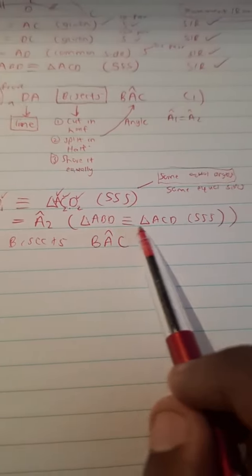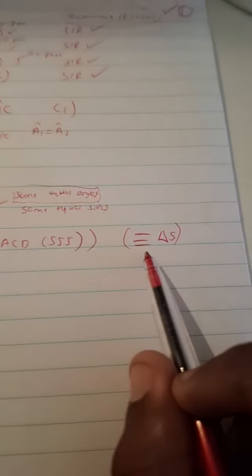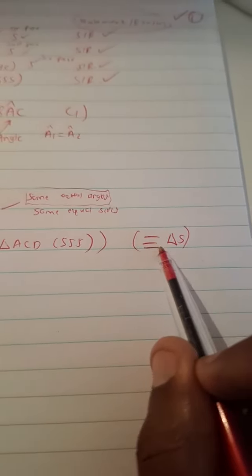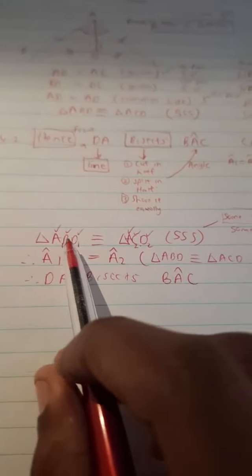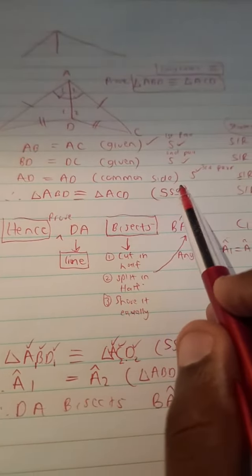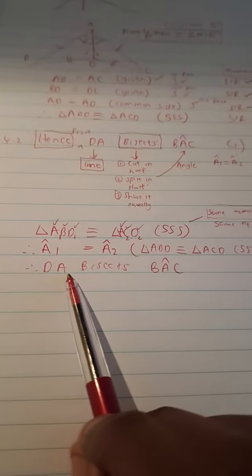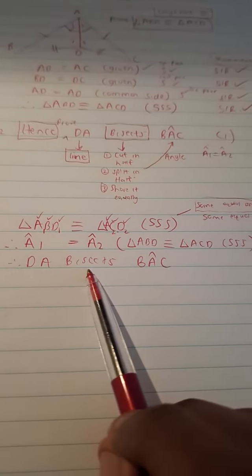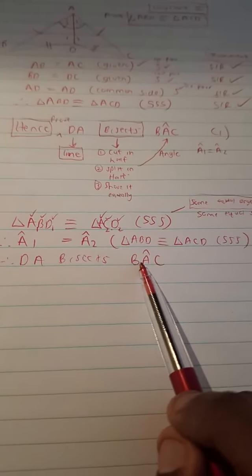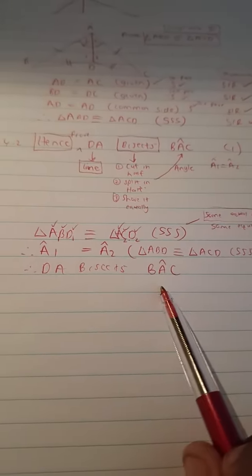Now, I just wrote all of this just to make the point. But guys, you could just say congruent triangles as your reason. Just write congruent triangles. The person who's marking your work will understand you had just proven that the two triangles are congruent. Now you are saying angle A1 is equal to angle A2. Why? Congruent triangles. Then you can say DA truly does bisect BAC, because angle A1 is equal to angle A2.